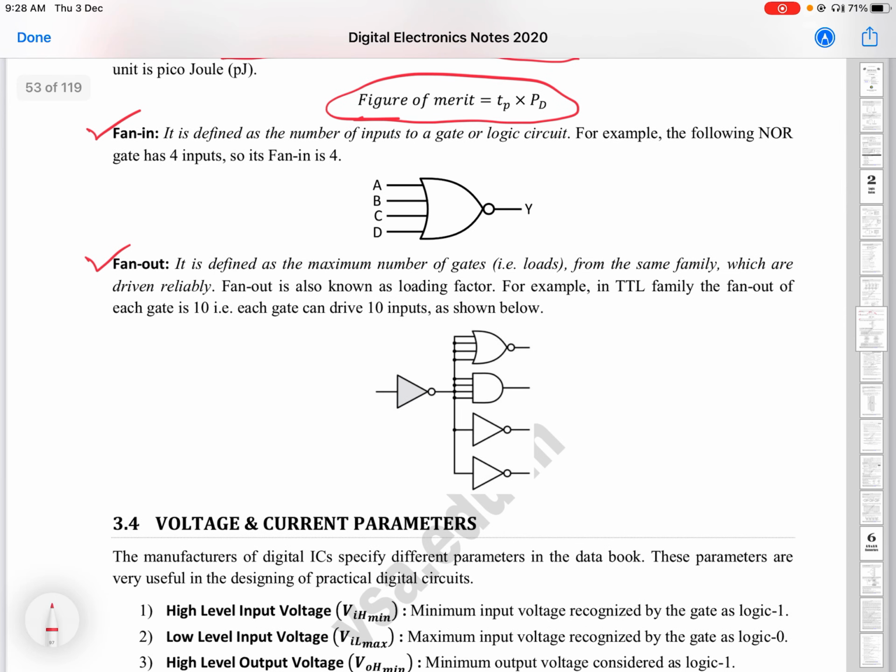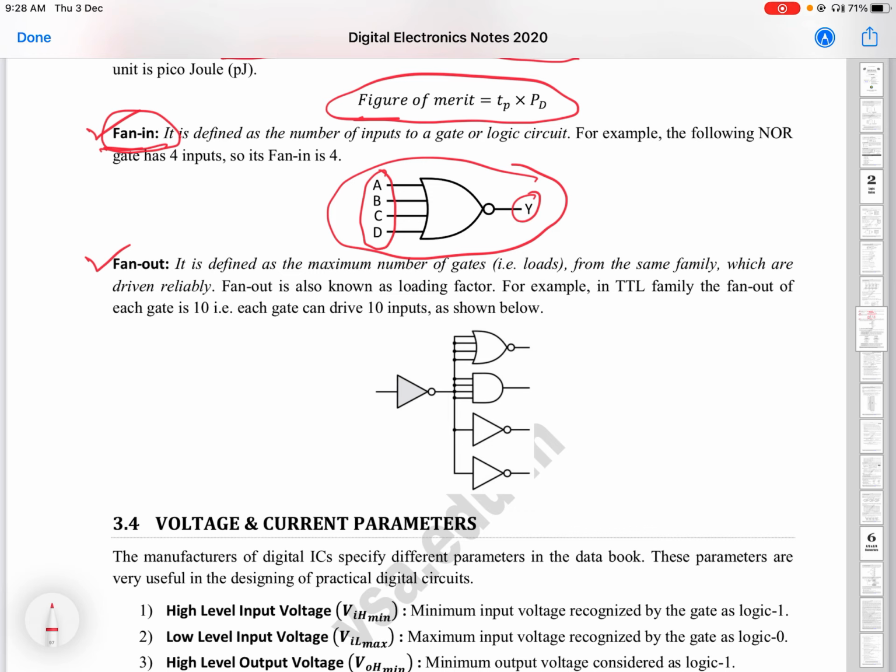Now the next point is fan in. Fan in is a very simple thing. See this logic circuit here. Which logic circuit is it? Can you recall? It is a NOR logic circuit. This NOR logic circuit has 4 inputs, A, B, C, D, and of course the output is single, Y. Fan in is a number which indicates the number of inputs, that is input terminals, to a logic circuit.